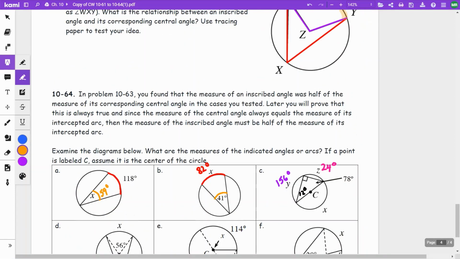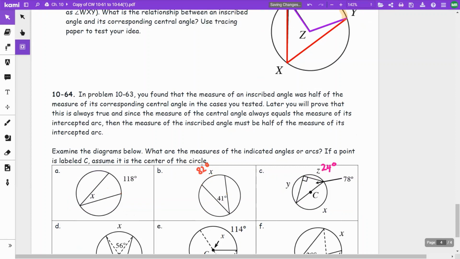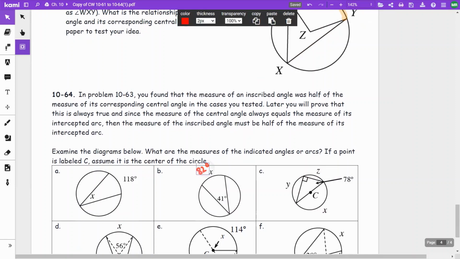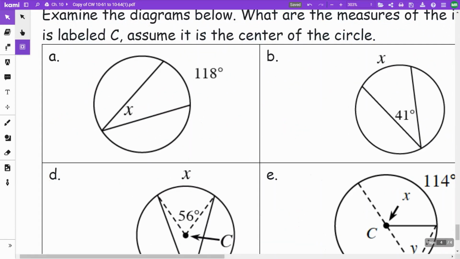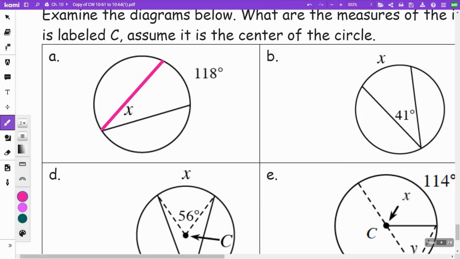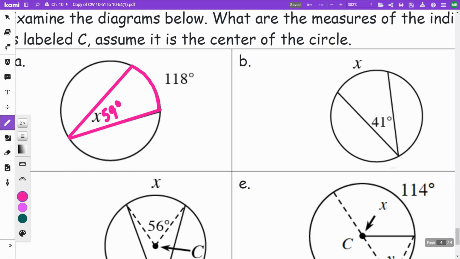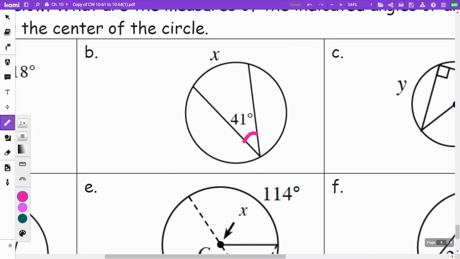So then we're going to use that information to answer these questions down here. On the first one, I have this inscribed angle here, X, and that inscribed angle is forming this arc, and the arc measure of that is 118 degrees. So the inscribed angle that makes that arc is going to be half of that. So half of 118 degrees is 59 degrees. Now this one's going the other direction. I know this inscribed angle here has an angle measure of 41 degrees. So this arc that it's forming is going to be twice that. So this is going to be 82 degrees for its arc measure.